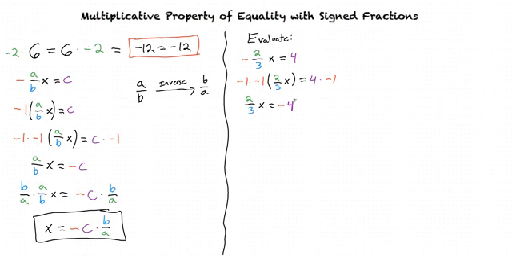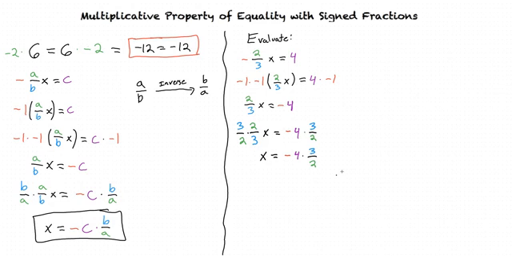Next, we're going to want to get rid of the fraction. We can do this by multiplying by the multiplicative inverse of 2/3, which in this case is 3/2. So we multiply both sides of the equation by 3/2. We get 3/2 times 2/3 x equals negative 4 times 3/2. The 3/2 and the 2/3 cancel on the left side in order to equal 1, and so our final expression becomes x equals negative 4 times 3/2, which equals negative 6. And so our final solution is x equals negative 6.